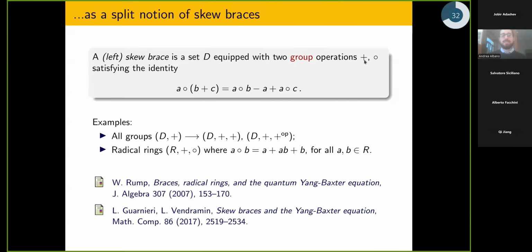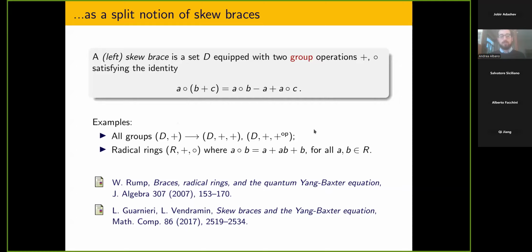So I was saying a skew brace is a set endowed with 2 group operations that satisfies the equation that you see on screen, this skew distributive property that combines the 2 group operations. Now, there is not time to delve deeper into skew braces since people before me have done the same thing here. I will mention 2 important but elementary examples of skew braces.